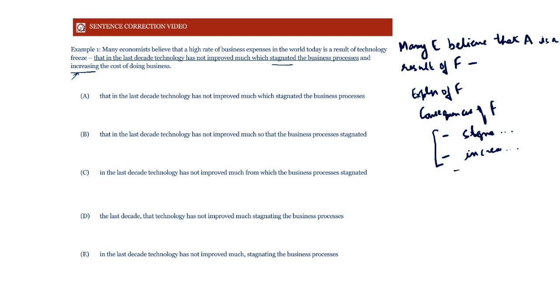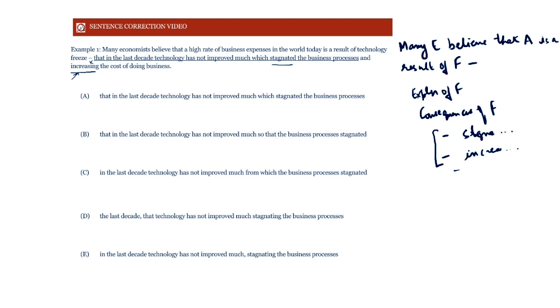All right. Another issue that I see in this sentence is that in the last decade, that doesn't have a referent at all. Look, it is possible for us to say many economists believe that A is a result of F and let's say F is a result of C. Right? That is possible. But then we need an and over here if the two are interrelated. As I said, because of the hyphen, the two cannot be a single grammatical structure. Right? I can't say many economists believe that A is a result of F, then hyphen that B is a result of C. That's not possible.